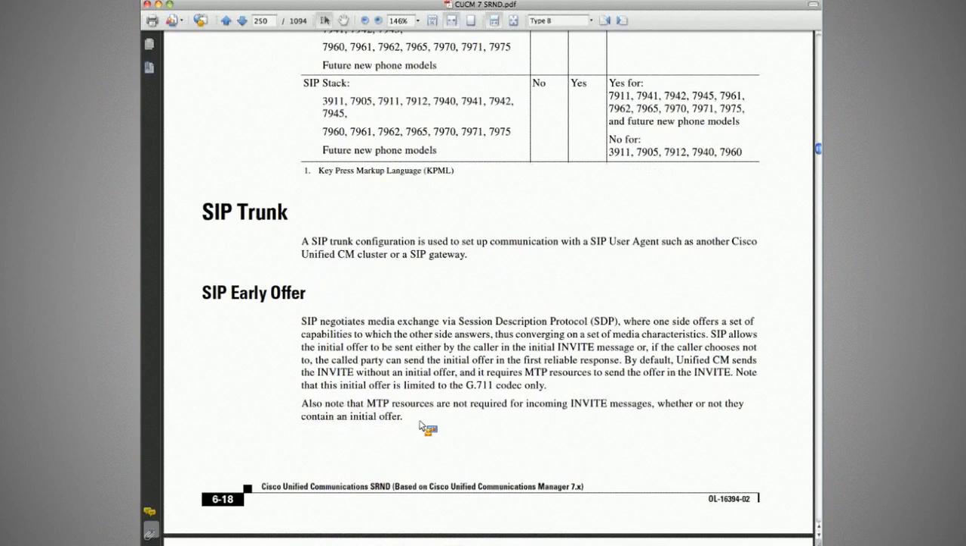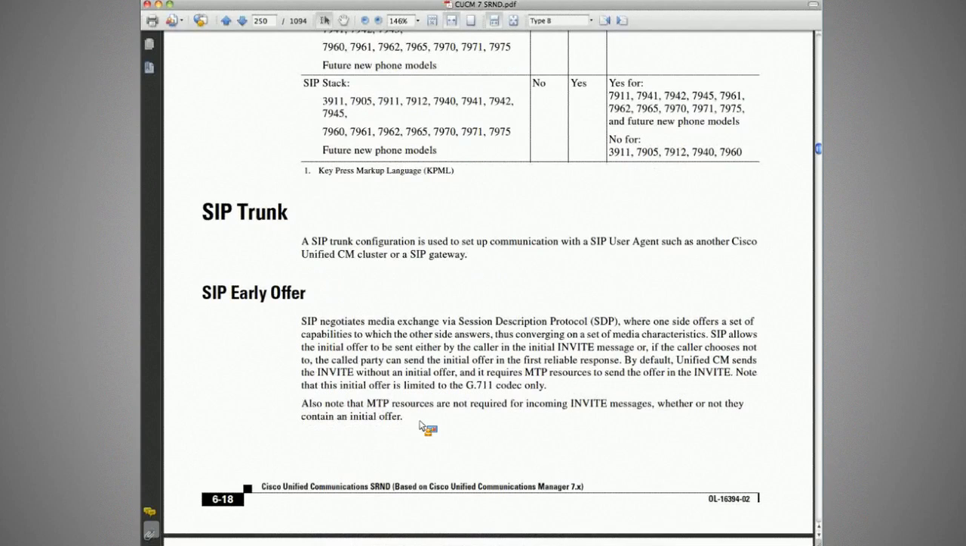So we'll talk more about this tomorrow, but just very briefly, SIP early offer versus SIP delayed media. Those can be somewhat analogous to H.225 fast start, which is analogous to SIP early media, versus H.225 slow start, which is somewhat analogous to SIP delayed media, or early offer.